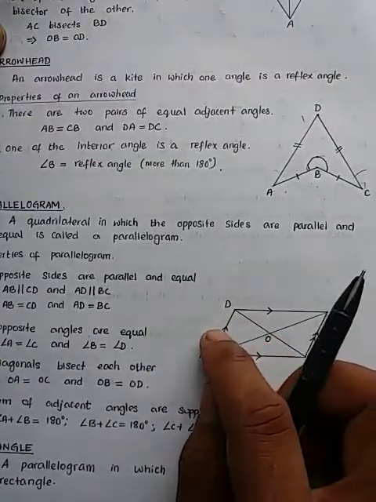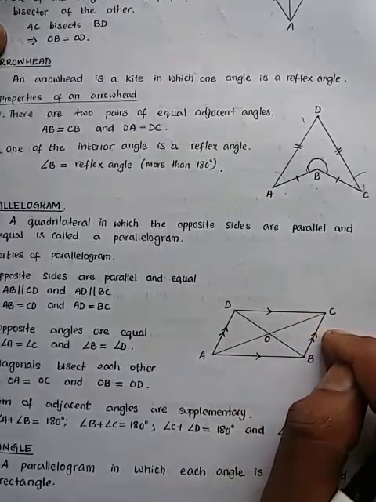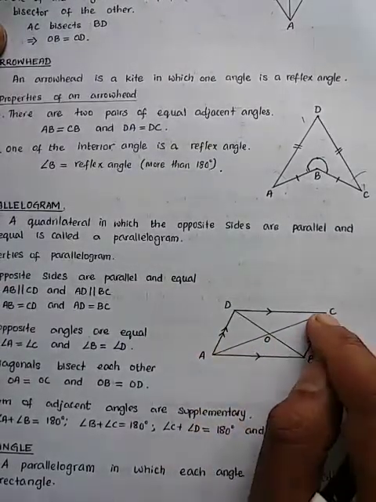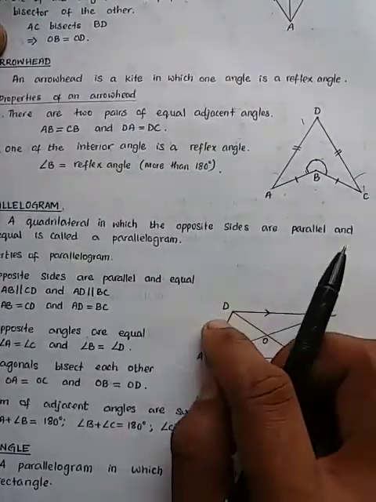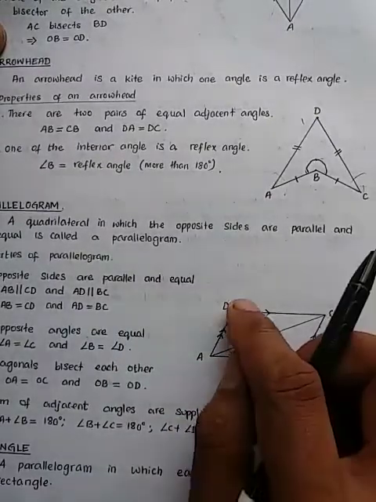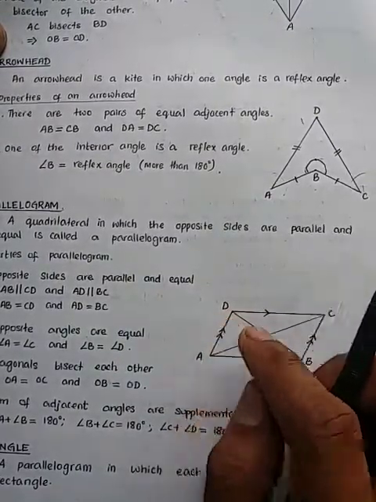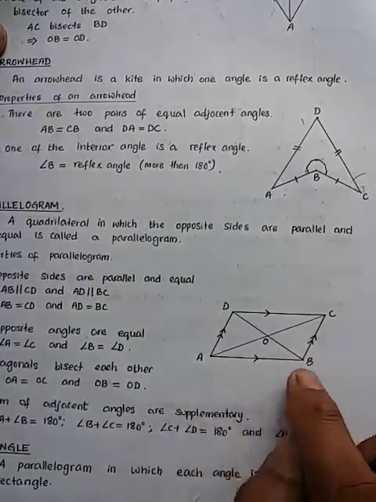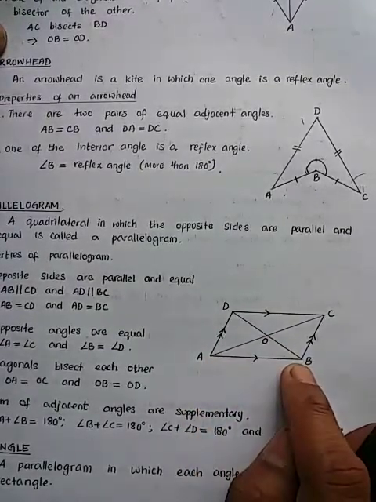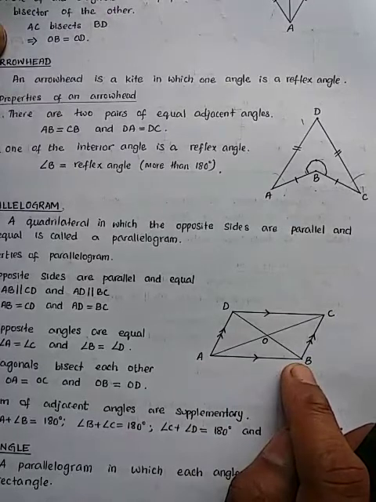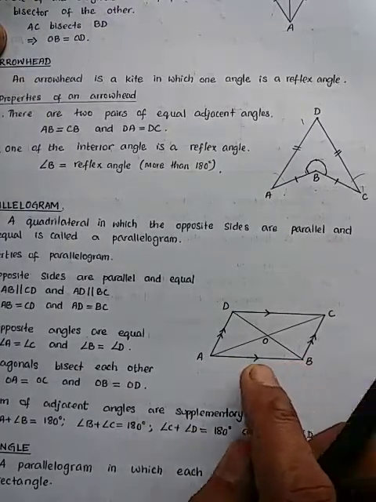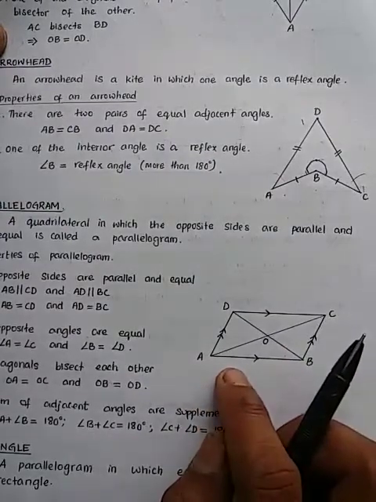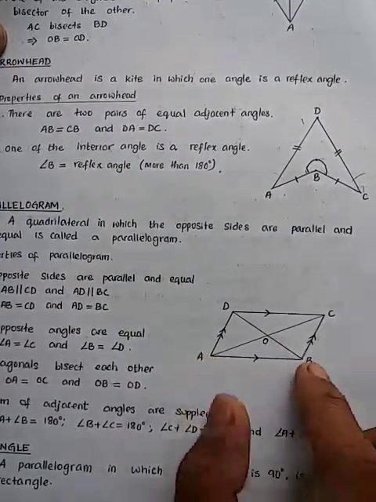That means here angle A and angle C are opposite, so angle A equals angle C. Angle B and angle D are opposite, so angle B equals angle D. And then here A and B are adjacent angles. That means AB is the common arm. If two angles have a common arm, then those two angles are said to be adjacent angles. So here angle A and angle B are adjacent angles.